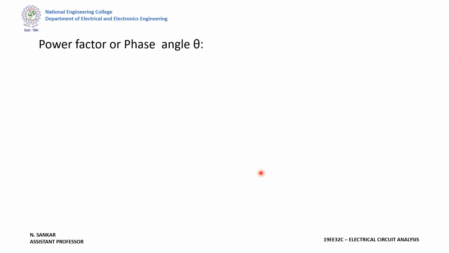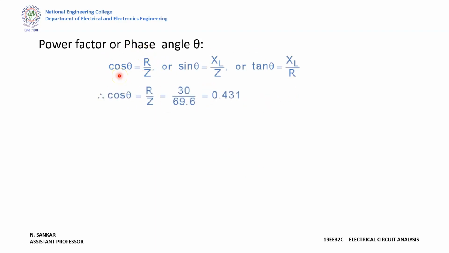So next one, power factor or phase angle. Here you can go for any of these formulas. So I am taking this one: cos theta is equal to R by Z, which is equal to 0.431. So if you want the value of theta, just bring the cos here. That is, theta is equal to cos inverse of 0.431. Here the angle is 64.5 degree, lagging because of the inductive load.